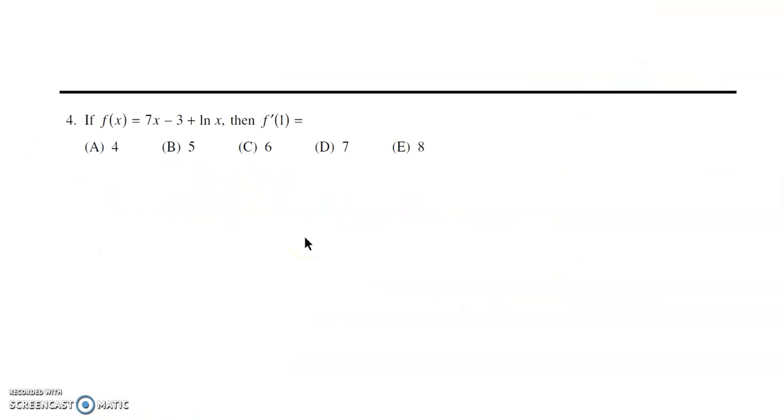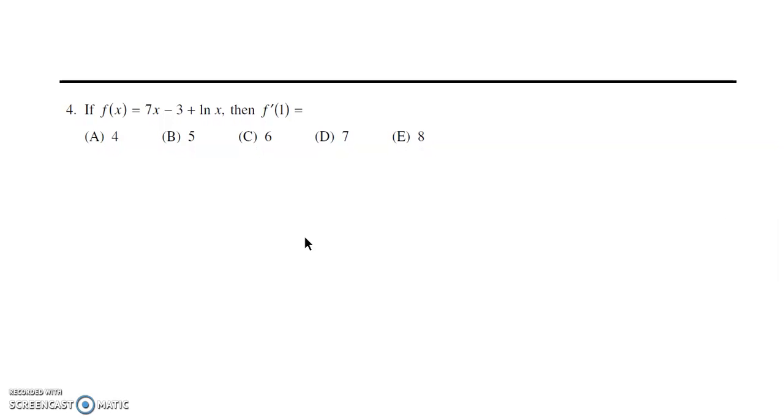Let's do the next one. All right, so here they give me a function, and they want me to find f prime of 1. Just be careful with all your little pieces. They're just trying to catch you in some common errors here, and see if you can get what the derivative is.